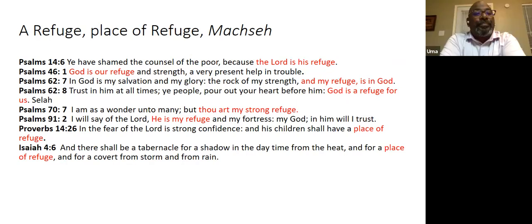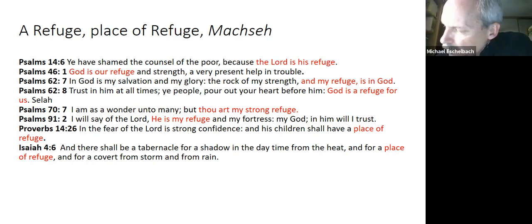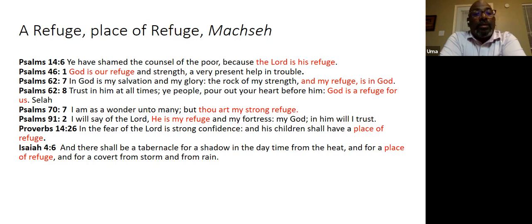And then here in the verses, a lot of them in Psalms, but I found a couple that weren't. The word refuge: because the Lord is his refuge. God is our refuge. The rock of my strength and my refuge is in God. Pour out your hearts before him. God is a refuge for us. But I am a wanderer unto many, but thou art my strong refuge. I say of the Lord, he is my refuge and my fortress, my God, in him will I trust. And Proverbs: and his children shall have a place of refuge.